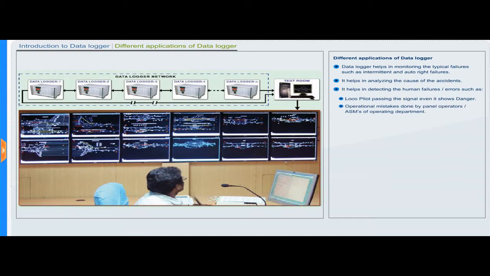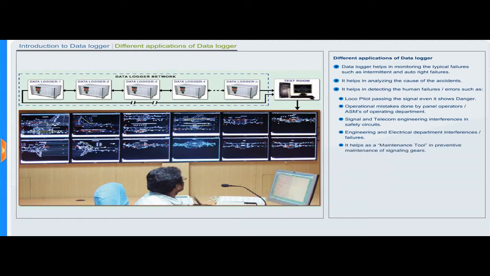Operational mistakes done by panel operators or ASMs of the operating department. Signal and telecom engineering interferences in safety circuits. Engineering and electrical department interferences or failures. It helps as a maintenance tool in preventive maintenance of signaling gears.